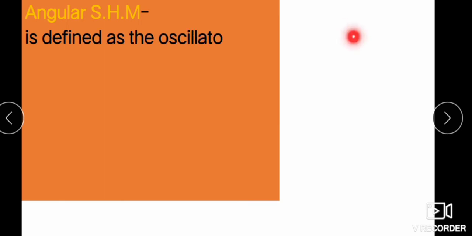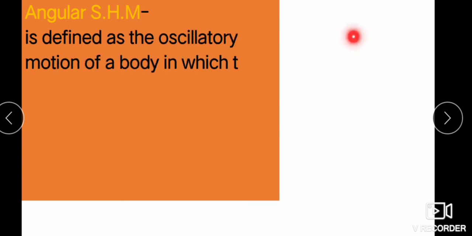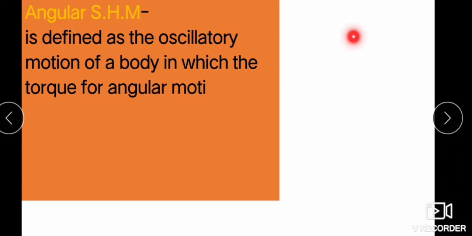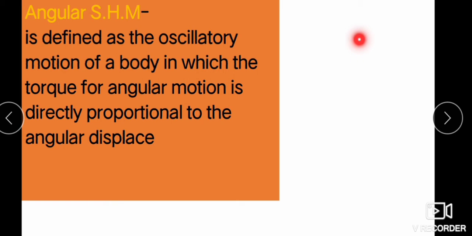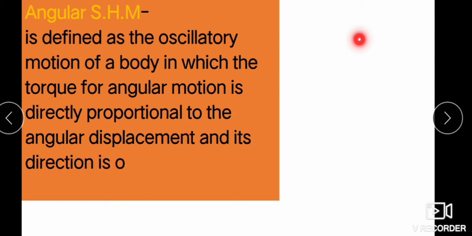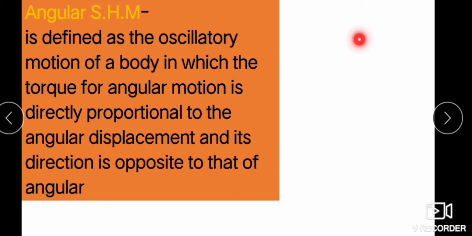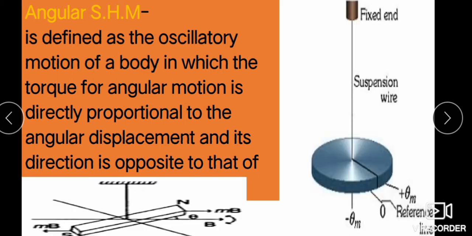Let us define angular SHM. Angular SHM is defined as the oscillatory motion of a body in which the torque for angular motion is directly proportional to the angular displacement and its direction is opposite to that of angular displacement.